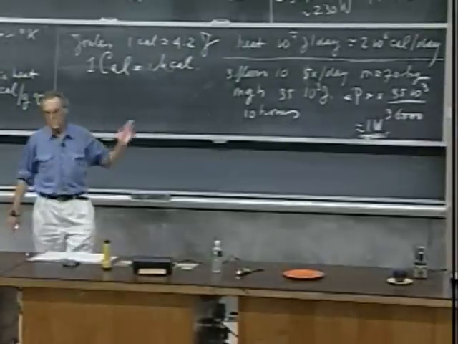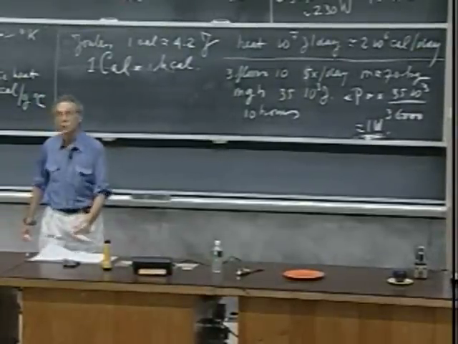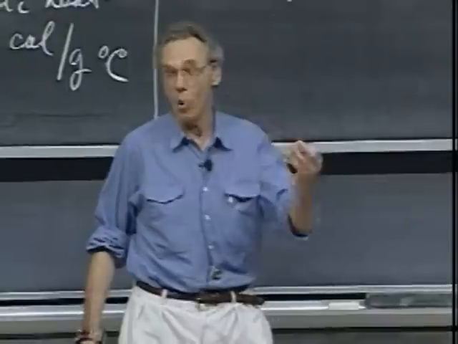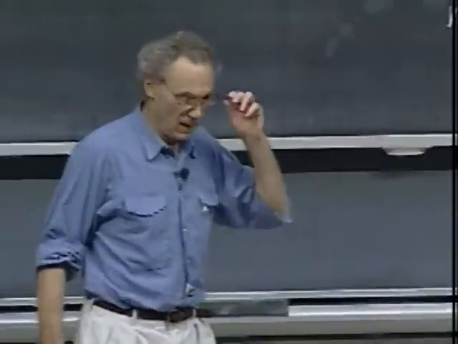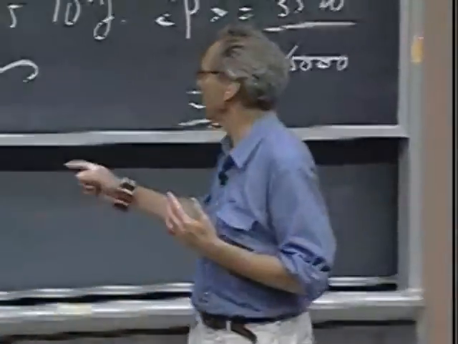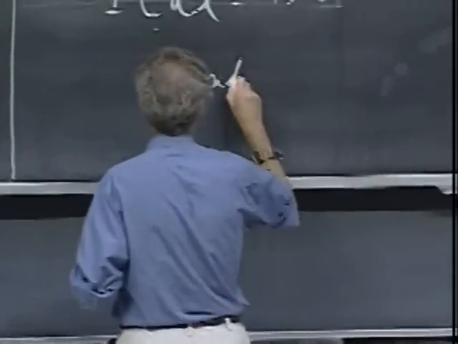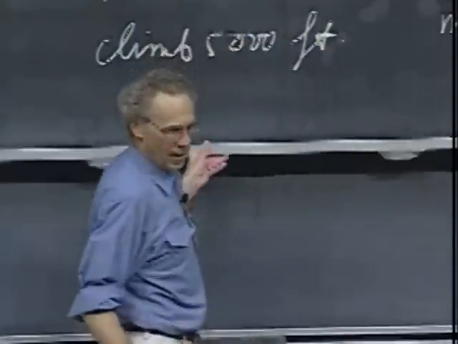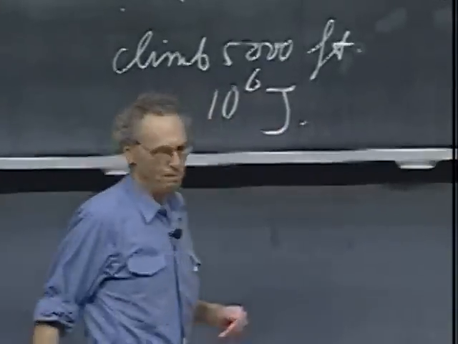And if you do that in 2 hours, the power that you have generated is substantial. You would have generated an average power of 160 watts, more than the body heat, during those 2 hours, of course. And so now the body says, I want to eat more. I want to be compensated for the work. If I climb 5,000 feet, I have to do an extra work, which is 10 to the 6 joules, you got to eat more.